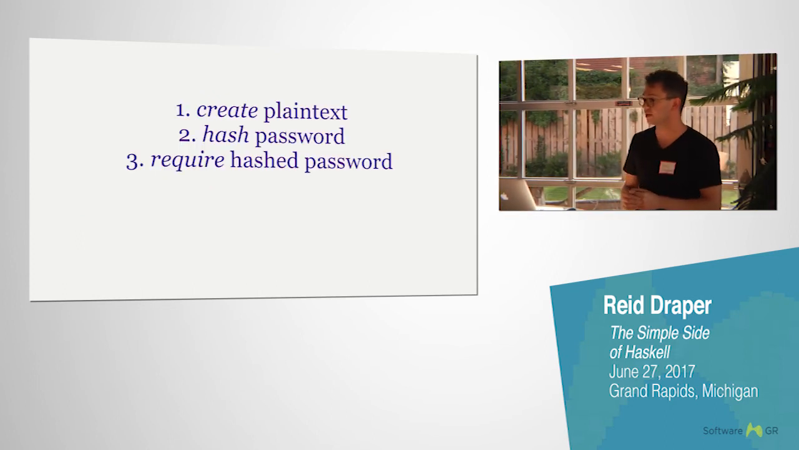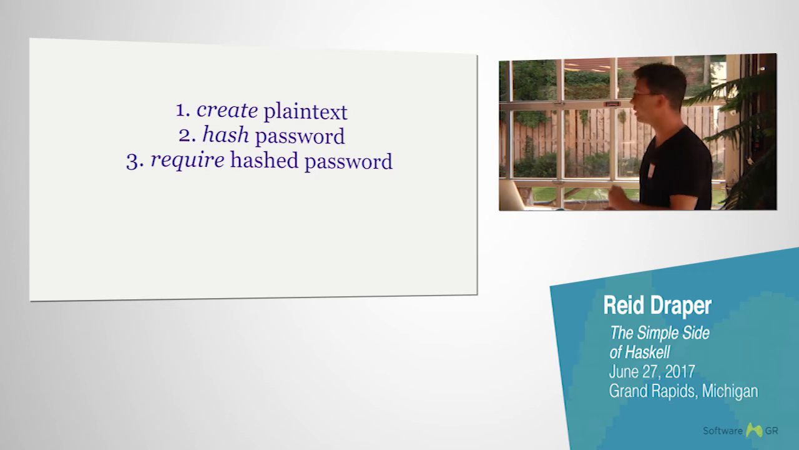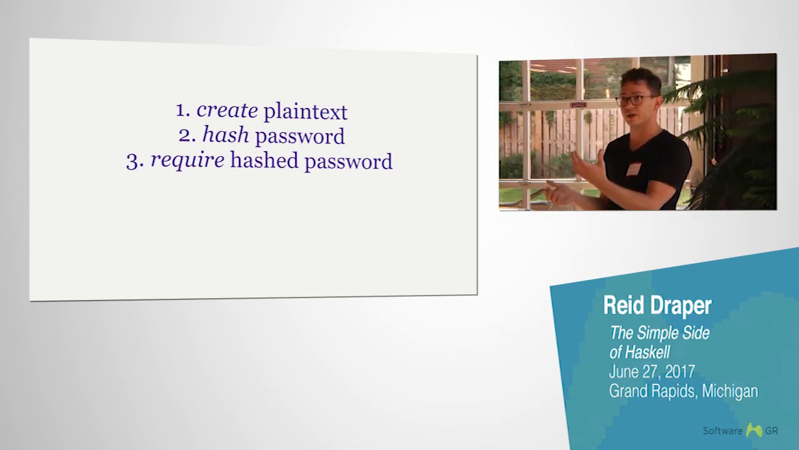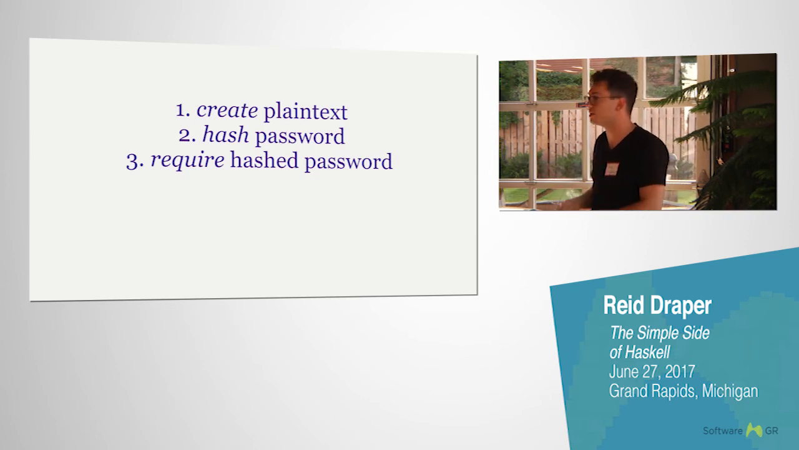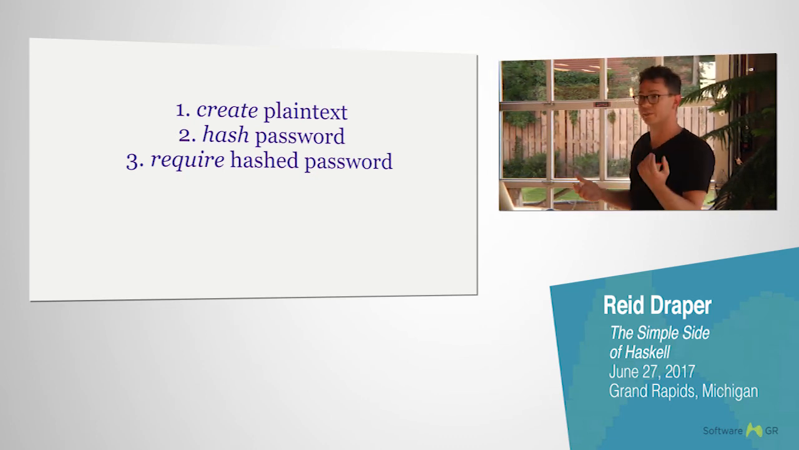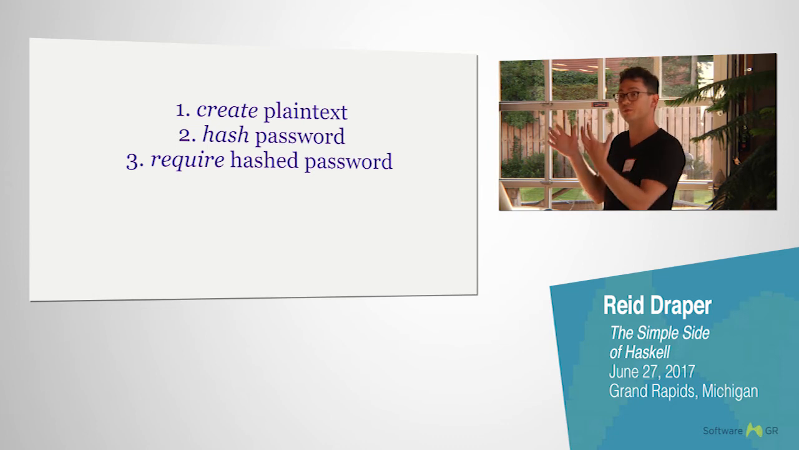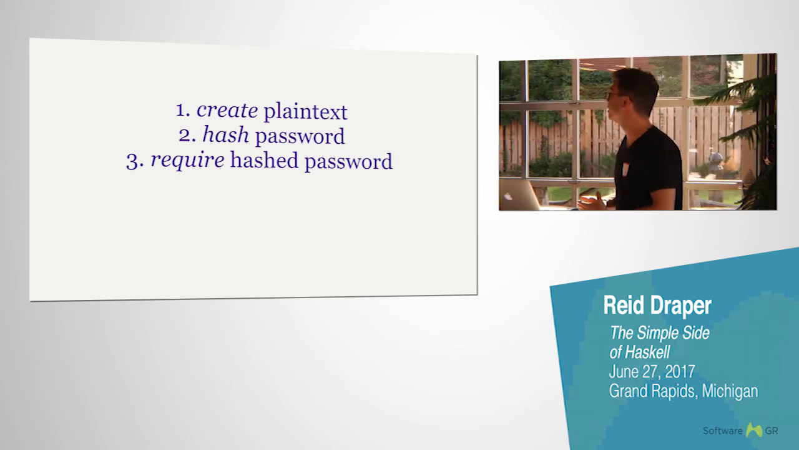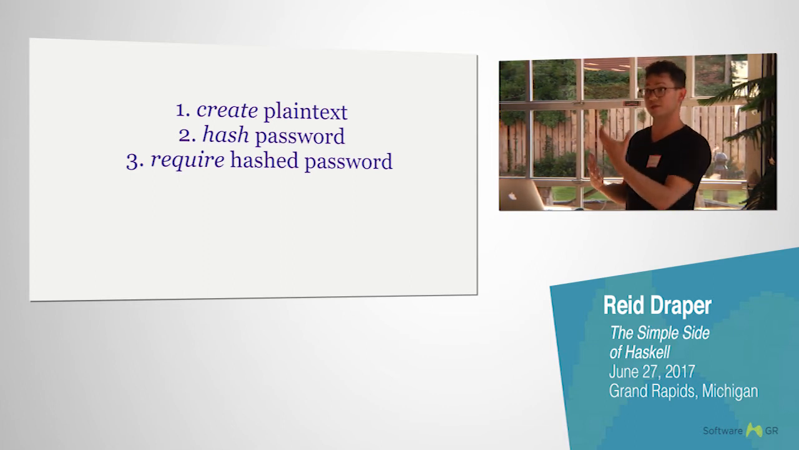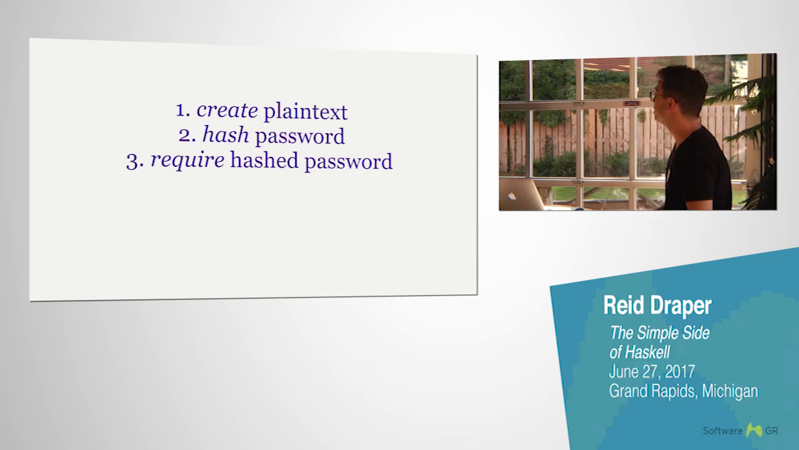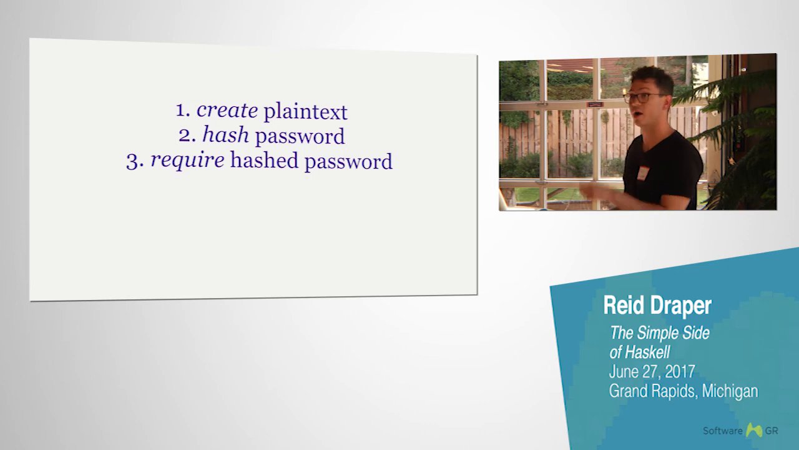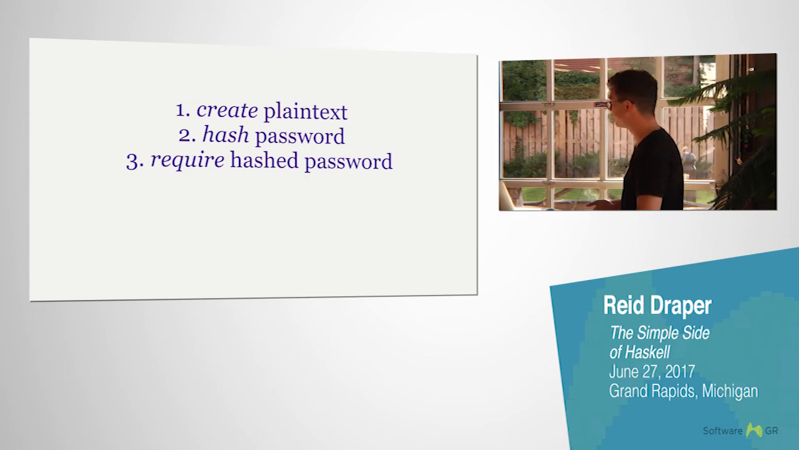OK, so we've seen that with this module, we can create a plain text password from a string. That's good because when we read the string off of an HTTP request, it's just going to be a string. We need to be able to wrap it in a plain text password. We can hash a password, and then we can also use the type in our own functions to require that something's been hashed. But the only way that we allow people from our module to hash passwords is calling this one function that we've exported.